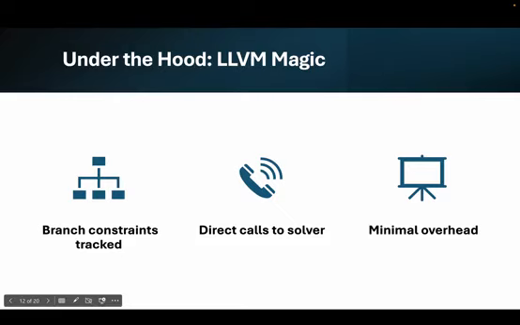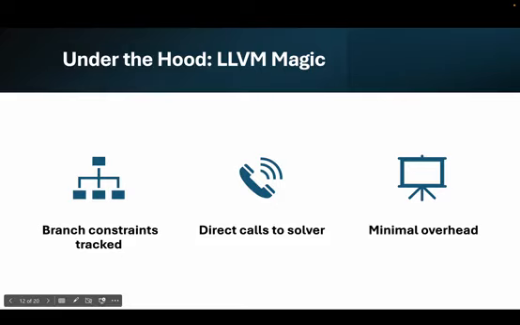So the branch constraints. When your program encounters a conditional branch, say if x is equal to 42, SymCC's instrumented code automatically records that x must be 42 for the branch to be taken. The solver communication comes into play. Instead of simulating the branch in an interpreter, SymCC calls the solver directly as the program runs. This allows real execution while still building a set of constraints describing each path.